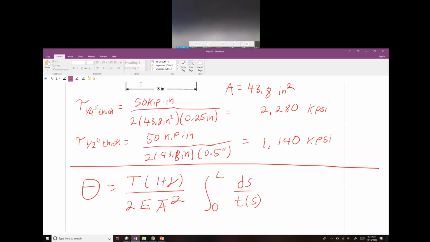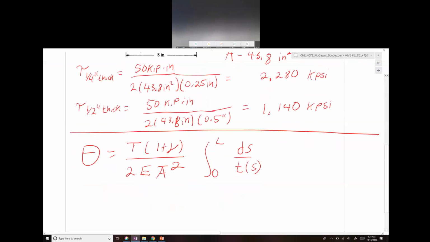These terms here were not given in the problem description. We weren't given the Poisson's ratio. We weren't given the elastic modulus. If you were asked to determine the numeric value of the angle of twist, you would need to know those numbers. Those would be provided to you on a quiz or in your homework. But in this example problem, we're not really focused on that because I know that you all can do that part of the problem. So we're just going to focus on the integral part of the problem.